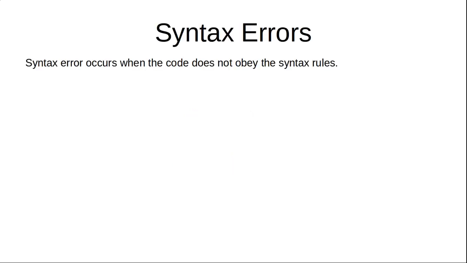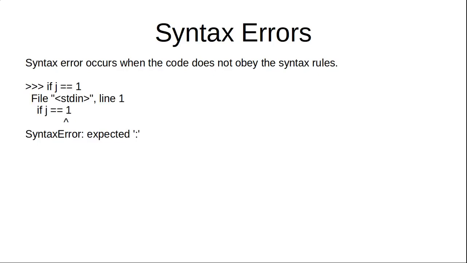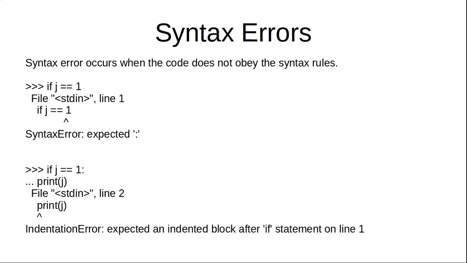Syntax errors. Syntax error occurs when the code does not obey the syntax rules. For example, if j is equal to 1 without colon, raises a syntax error and prints expected colon. Similarly, if j is equal to 1 colon, print j but without indentation, raises indentation error and prints expected an indented block after if statement. Syntax errors have to be fixed by the developer.